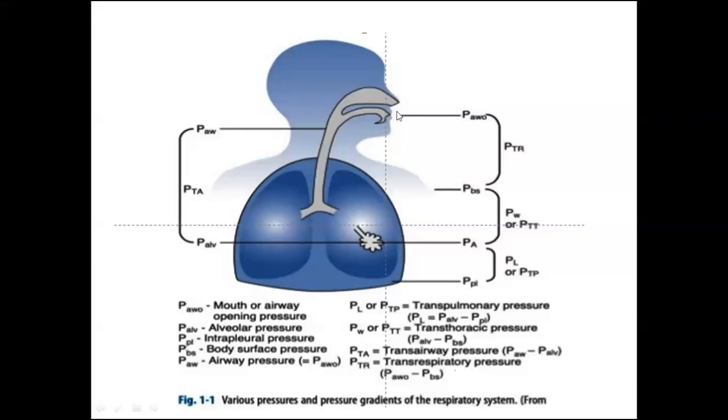And for that, you need to overcome two things. One is the airway resistance here. The second thing is the elastance of the alveoli. So these are two main opposing forces. To overcome these two forces, you need to give a certain pressure, and the pressure needed is the opening pressure.